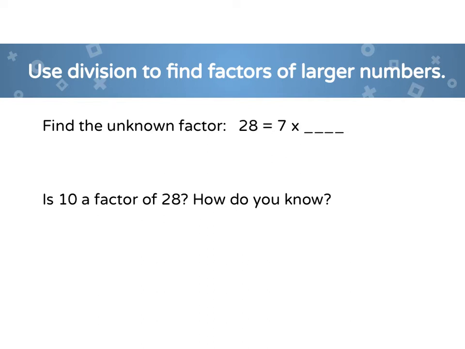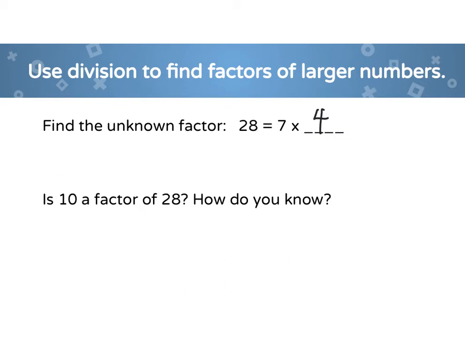Here we're going to find the unknown factor. 28 is equal to 7 times what number? I know the answer is 4 because I know my 4 times tables. But I could also know that 28 divided by 7 is equal to 4. That's how we use division to find an unknown factor. So the factors of 28 would also be 7 and 4.